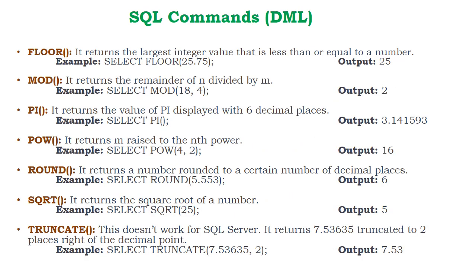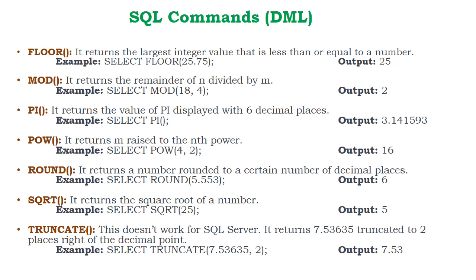Next one is FLOOR. It will return the largest integer value that is less than or equal to the number. For example, 25.575. So the result is 25. And we can apply the MOD operation. For example, 18 comma 4. So it will divide and show the remainder value. Then we can call the PI value also. PI is a predefined function. Then it will return the PI value 3.14.